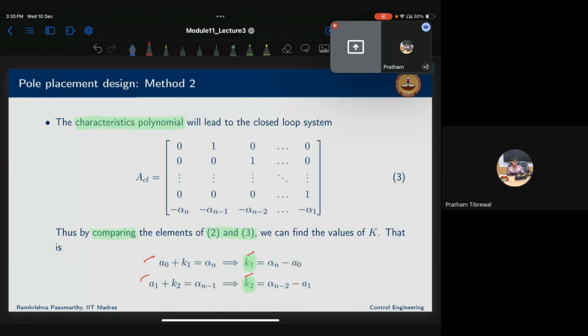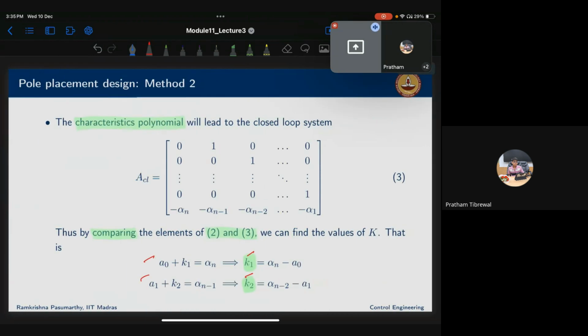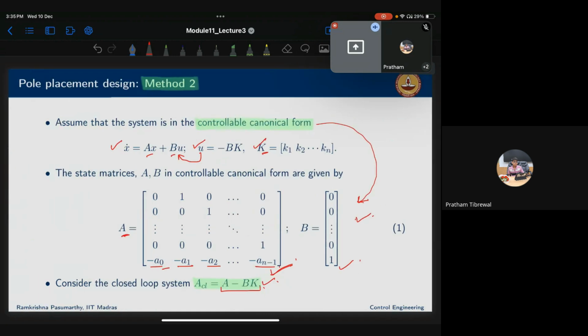Yes. So if your system is in the canonical form, that means your A matrix will look like this. Then you directly get your k1, k2 values in terms of the desired coefficients, which come from the desired polynomial, and the coefficients of the A matrix. You can see here.